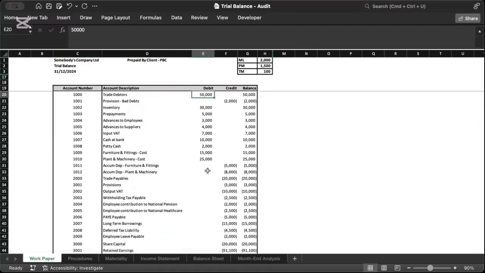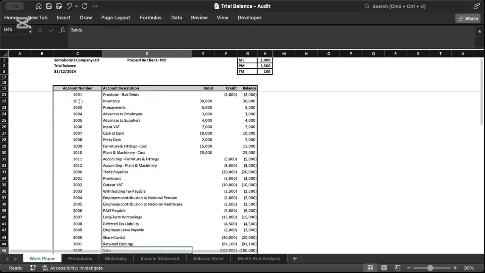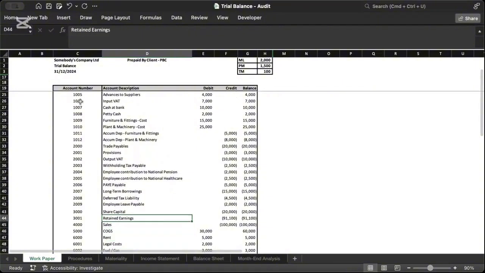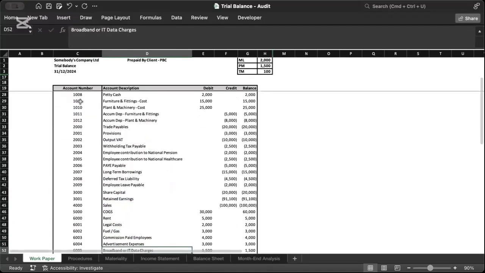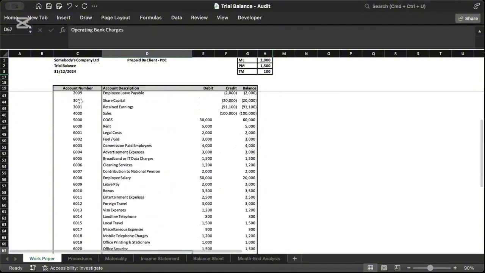The next step is to understand the trial balance. So we can see here we have account numbers. We also have the description. So in this particular example, the numbering system follows a pattern. So the 1000s represent assets. The 2000s are liabilities. We can see here the 3000s are equity, 4000 revenue, 5000 COGS, and then overhead expenses in the 6000s.